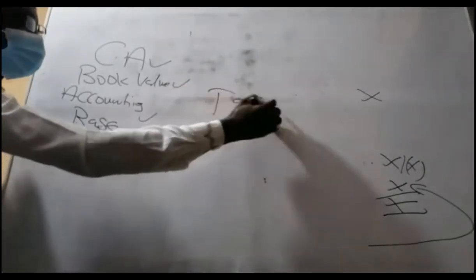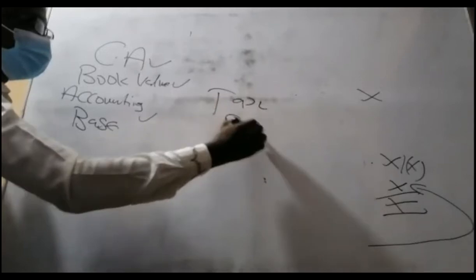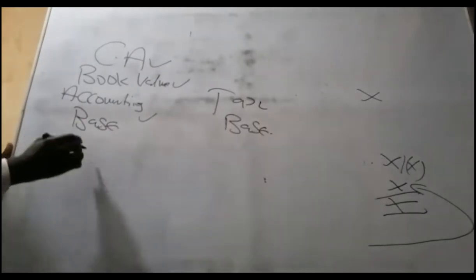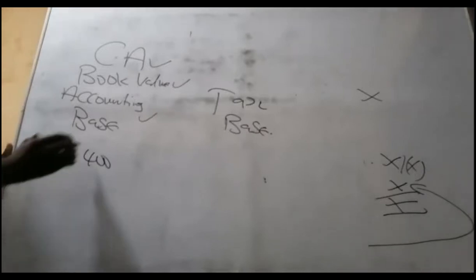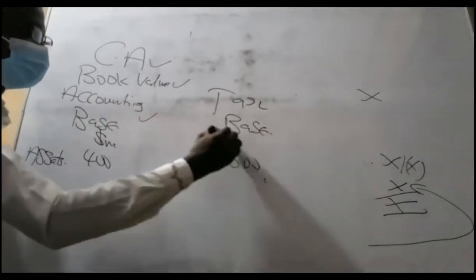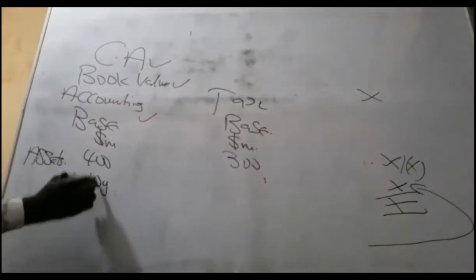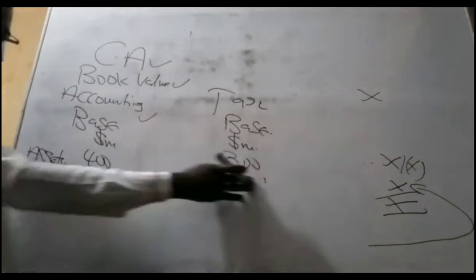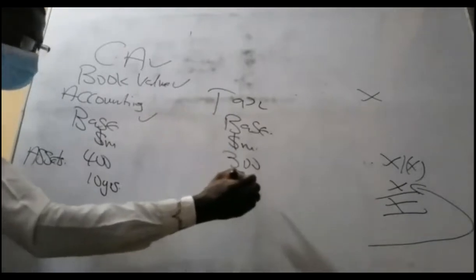Tax base is how the tax authority values that item. So you have an asset that in your book you are saying the value is 400 million. The tax authority says no way. This value, in fact, is not true. It's supposed to be 300 million. So this will create a temporal difference. Let's assume that you said this asset will last for 10 years. They are saying no way. This asset must last for just 2 years.